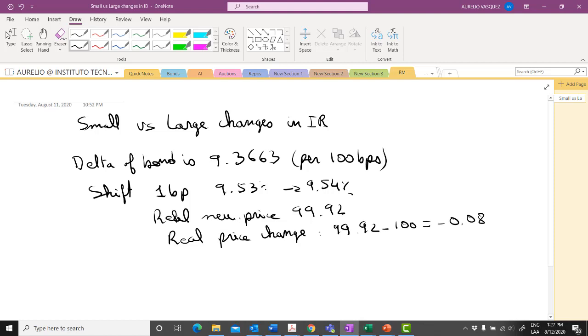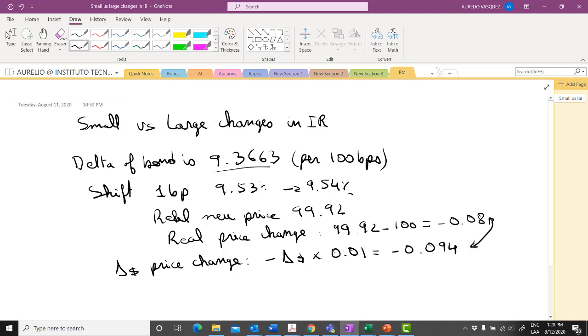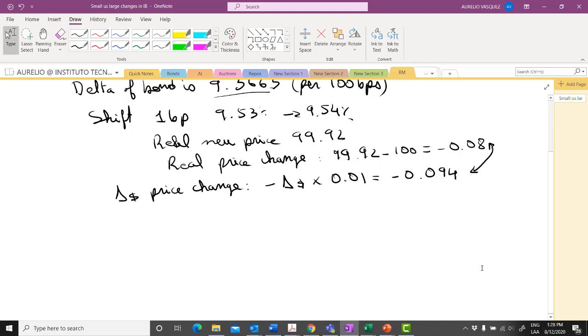Now if we go and use our delta to compute the delta dollar price change, it is going to be minus delta dollar times 1 basis point, which is written as 0.01. So this is equal to minus 0.094. So basically, there is about a 1.4 cent difference. So this is actually minus 8 cents in reality versus minus 9.4 cents in the approximation.